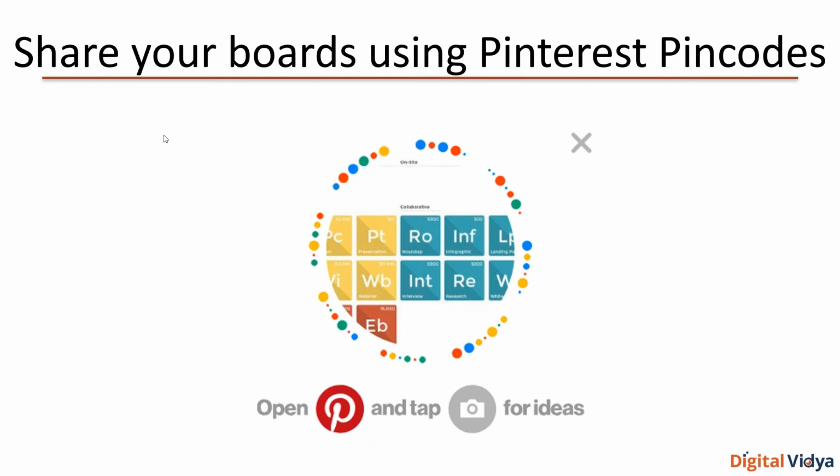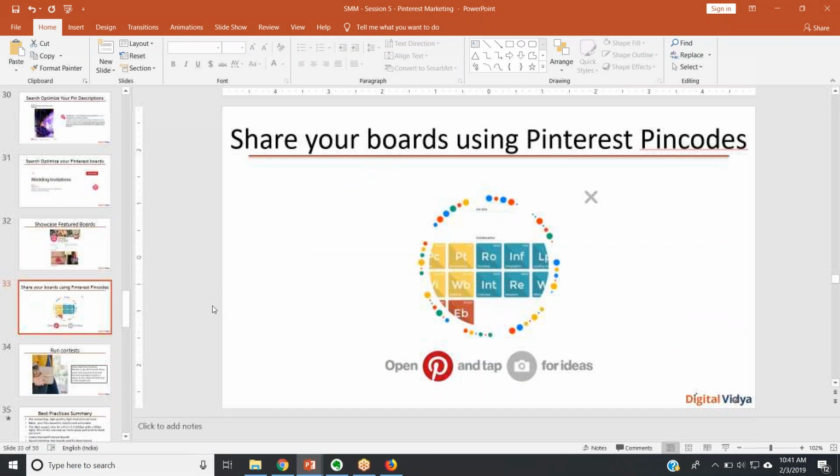So I showed you a snap code where people can scan your snap code and then find you and follow you. Pinterest has a similar thing called pin codes, where you can take these codes and share them so people can find your boards from the codes themselves. Let me give you an example of these and how they work. Let's go back to the platform.